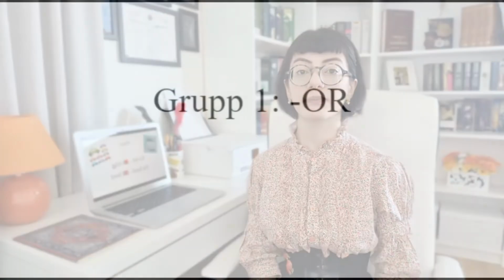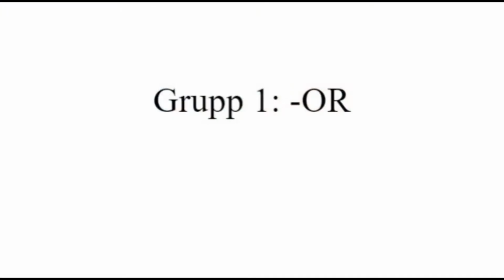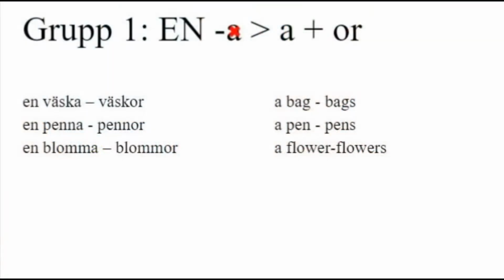In group 1, words acquire the ending or, -or, in plural. In this group we have en words ending with a. In plural, a disappears and the words acquire or. For instance, en väska becomes väskor. En blomma, a flower, becomes blommor.